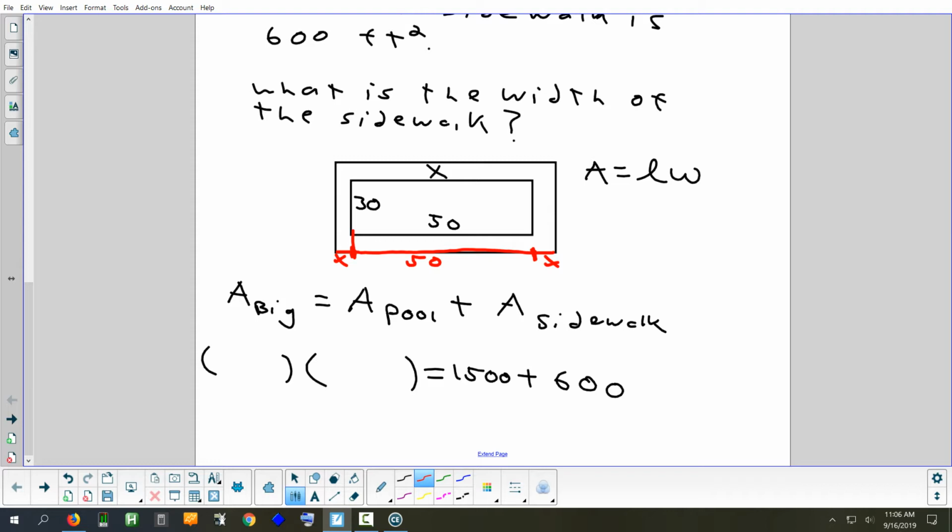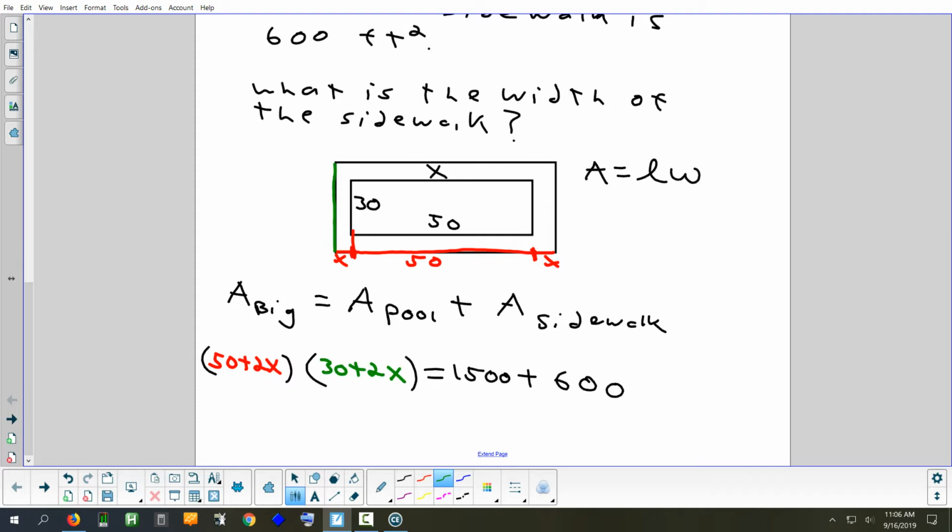It's not going to be a number. Yep, 50 plus 2x. That's the length of the big rectangle. And how about the width? What's the width going to be? Yep, Kaya? 30 plus 2x.